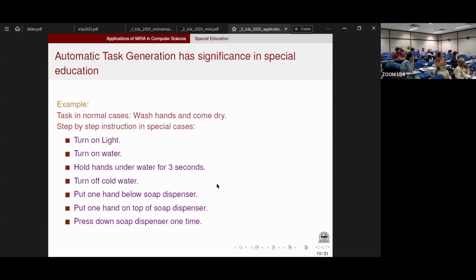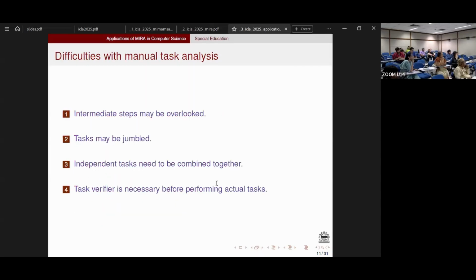So in order to do this structure, we have applied MIRA and the deduction rule specifically and developed a tool for them. Here the problem with the manual steps is that intermediate steps may be overlooked. Sometimes the task may be jumbled. We might say, okay, turn on water, then do something else, which would be entirely different. And there the independent tasks have to be combined together, which is not possible at the sequencing level manually. And in this case, the task verifier will be useful.